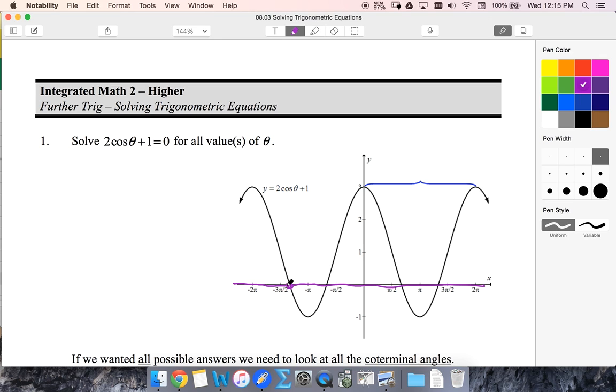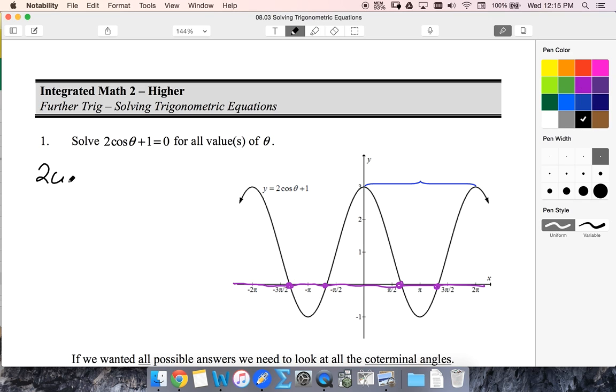So I can see values here, but I don't know exactly what they are. I know that they're between pi over 2 and pi, and 3 pi over 2, negative pi over 2, negative pi, but I don't know exactly what they are. So let's see if we can solve them exactly using algebra.